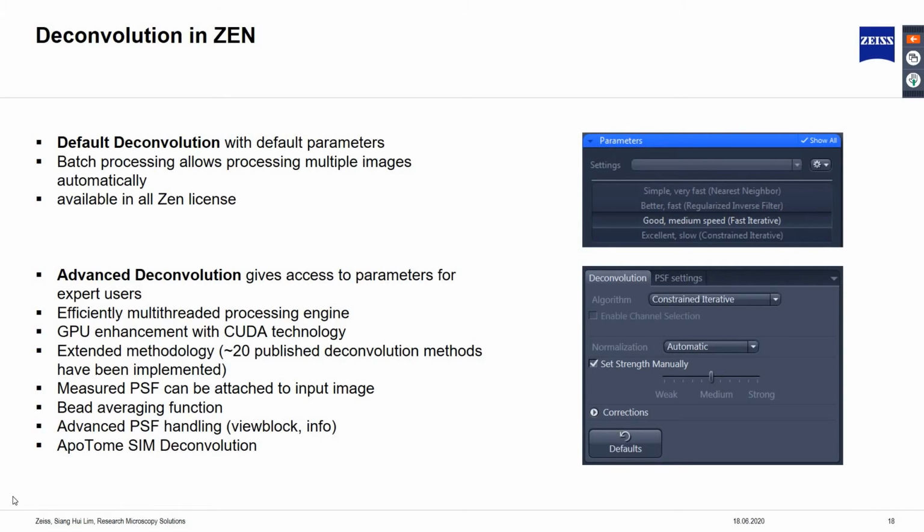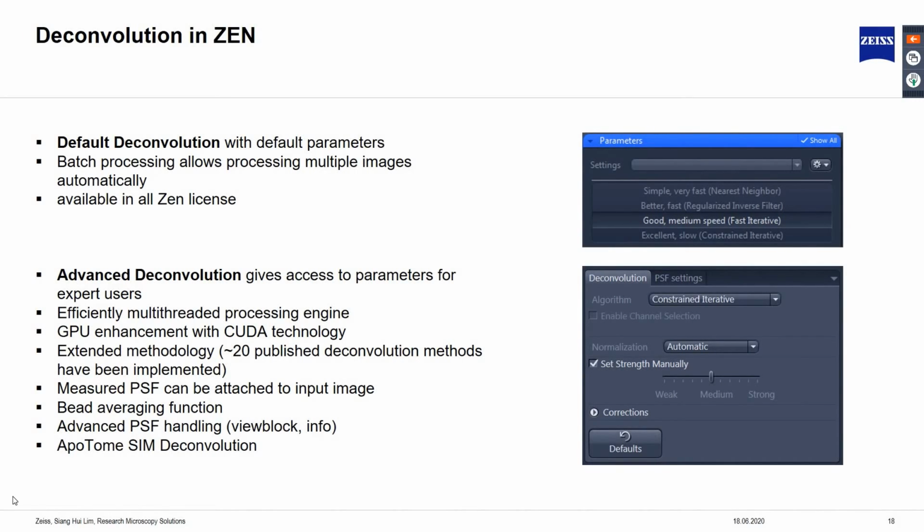This is the easiest to use deconvolution function without any further settings required, because the software will automatically adapt to the microscope configuration used to acquire the image, and a good initial result can be achieved by using a carefully pre-selected set of default parameters. This mode is available in all ZEN software licenses.